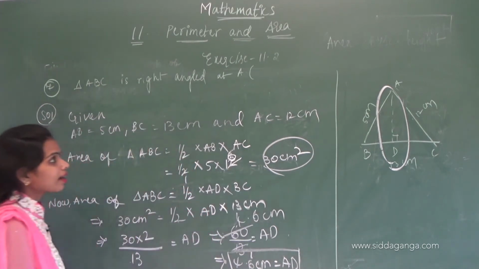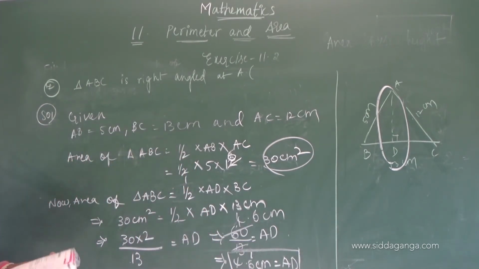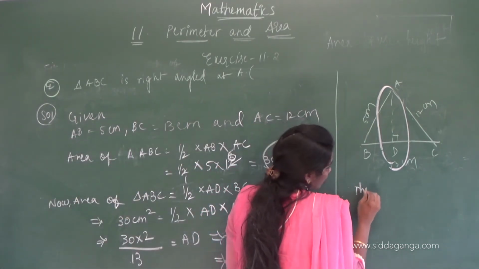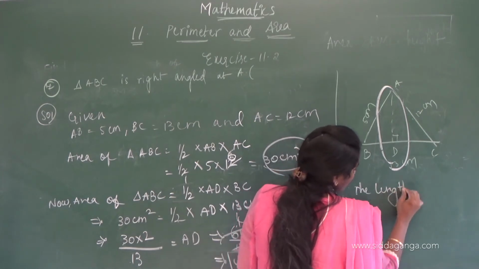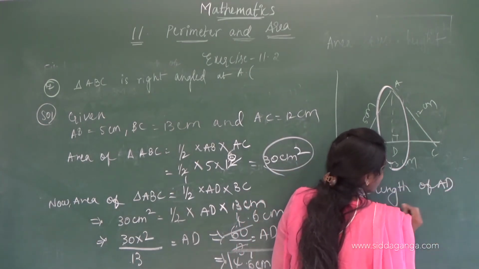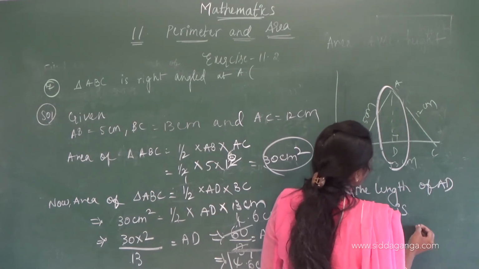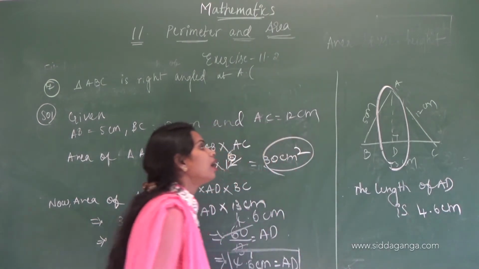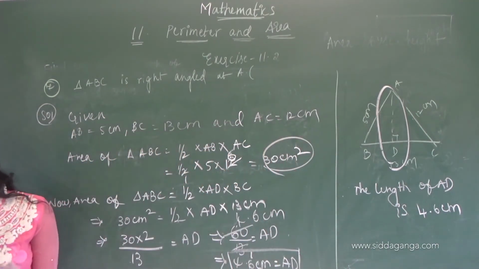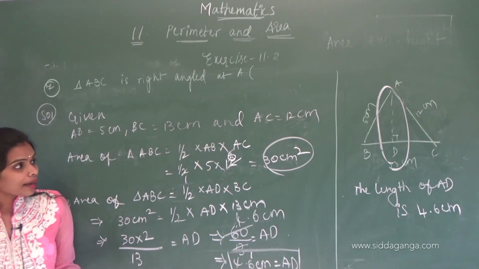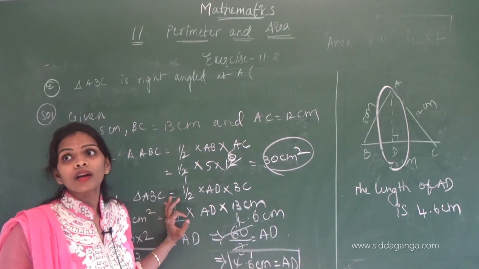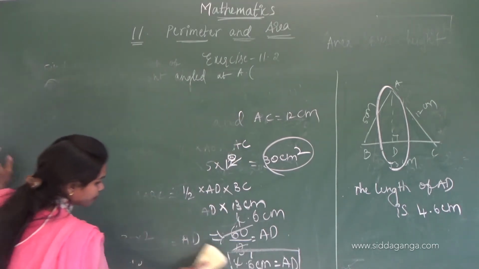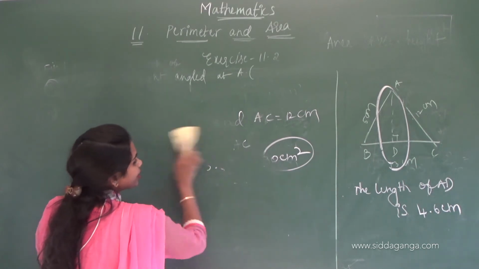What is the perpendicular height? Therefore, the length of AD is 4.6 centimeters according to the area 30 centimeter square. I think you understand this one, children. Let's move on to the next question, the 8th question. This is the last question in this exercise.